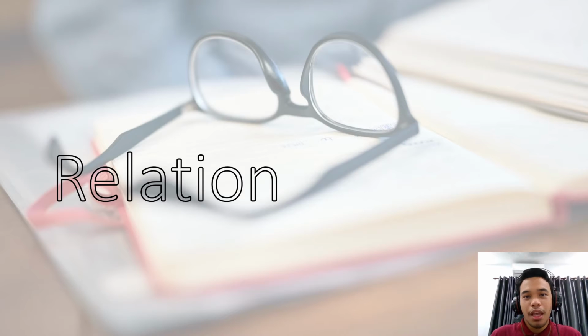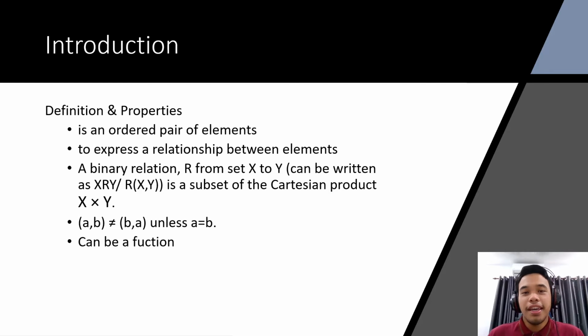1200601. Okay, for today's video, I will talk about relation. First things first, let's go to the definition and properties of relation. So, what is a relation? A relation is an ordered pair of elements. So what does this mean? It is to express a relationship between elements.